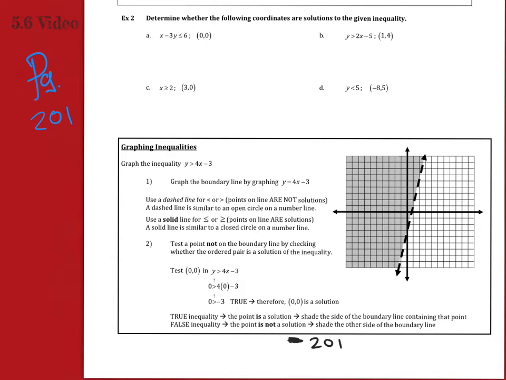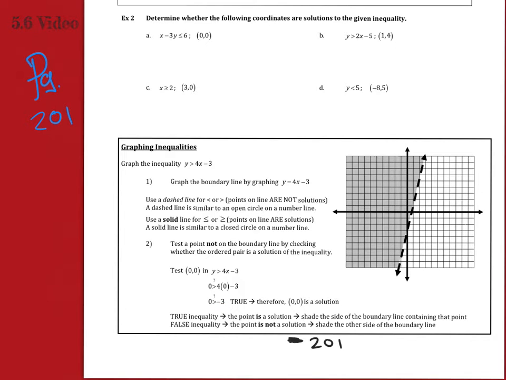And then what we do is we test a point that's not on the line. So we test like the point 0, 0, okay? And you plug it in. So we say 0 is greater than 4 times 0 minus 3. And that gives us 0 is greater than negative 3.